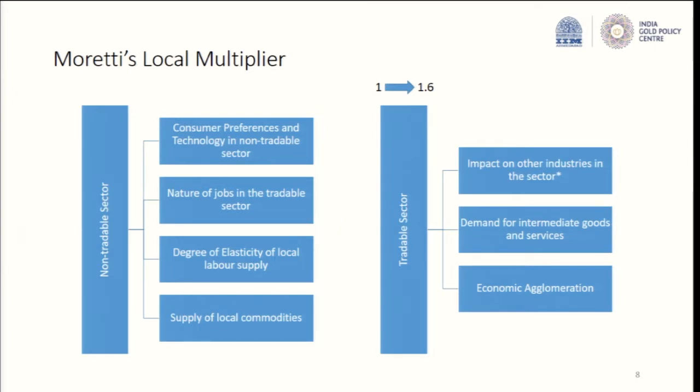The magnitude of the local multiplier for the non-tradable sector depends on 4 factors. Consumer preferences in technology, as in more labor-intensive technology would generate a larger multiplier. Nature of jobs in the tradable sector, where skilled jobs would have a higher multiplier as compared to unskilled jobs. The degree of elasticity of the local labor supply and supply of local commodities. In purely theoretical terms, the city-wide increase in labor costs as a result of higher wages leads to a partial decline in the demand for local services. This partially undoes the effect of the increase in demand for local commodities.